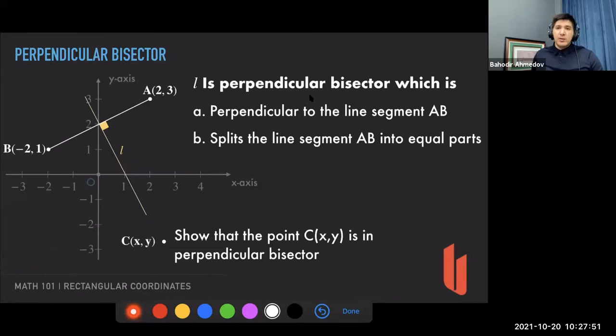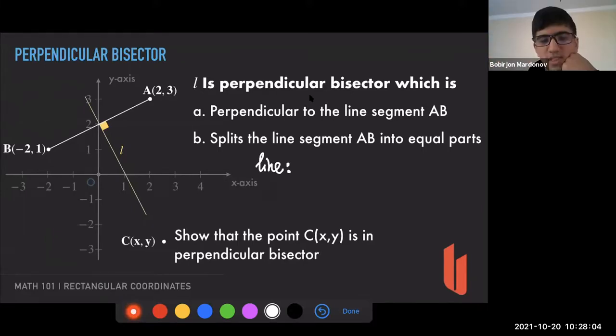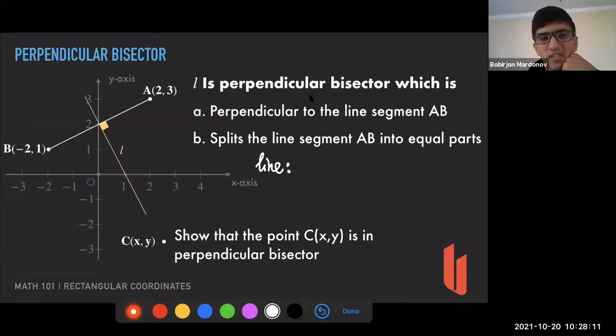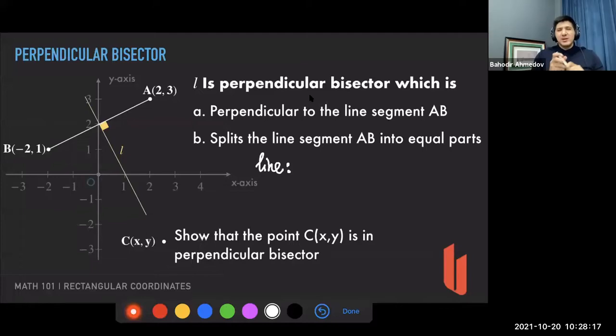Could you please tell me what you understand by a line? What is a line? It's like it has a starting but no ending. Actually, it doesn't have starting and ending points. The line segment has an ending and a starting point.